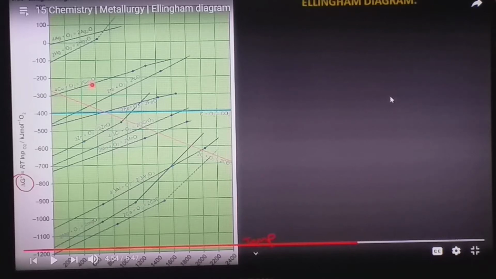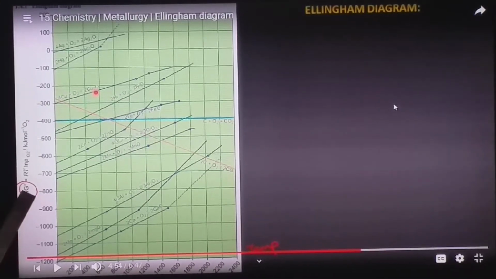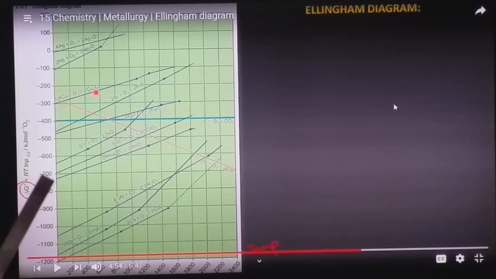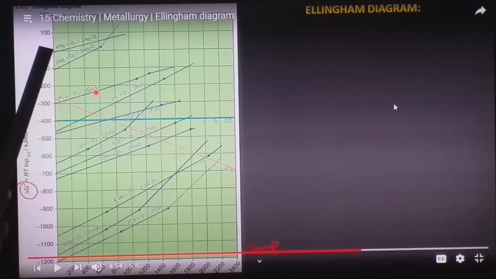Harold Ellingham drew a graph between del G naught value and temperature in Celsius. Del G naught means the change in Gibbs free energy value. Here in the x-axis, temperature is taken in degrees Celsius: 200, 400, 600, 800 like that. The temperature is going on. Here minus 1100 like that, it goes up to 0. Here it will be positive. So below 0, all values are negative, and above 0, the values are positive.